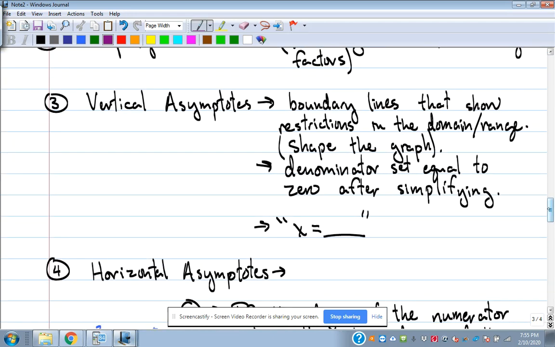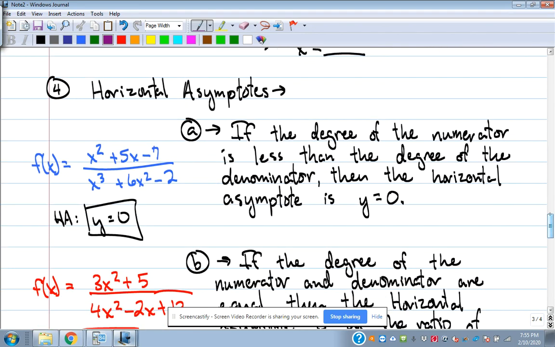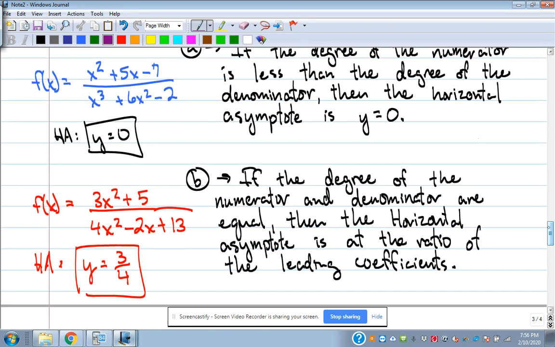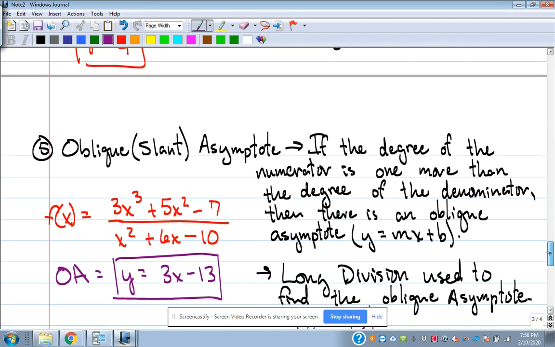The next thing we look for after the vertical asymptotes is the horizontal asymptotes, and there are two scenarios. When the degrees are smaller on top, it's at y equals 0. When the degrees are equal, it's the ratio of the leading coefficients. Always reduce that fraction if at all possible. And then the other scenario is if the degree of the top is 1 more than the degree of the bottom. So that's like cubed over squared or fourth over third or fifth over fourth, that sort of thing. Then you're going to have an oblique asymptote, and you got to do long division to find that.